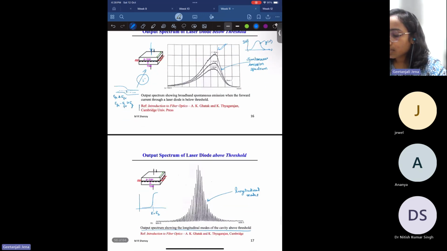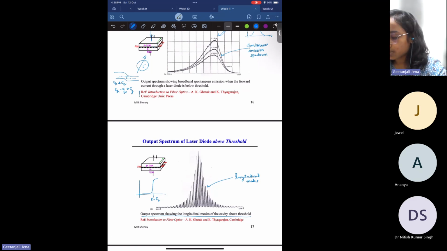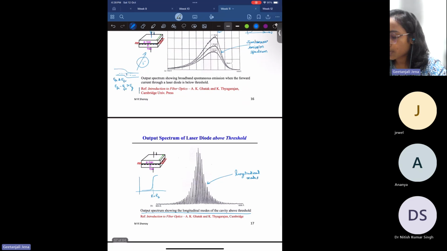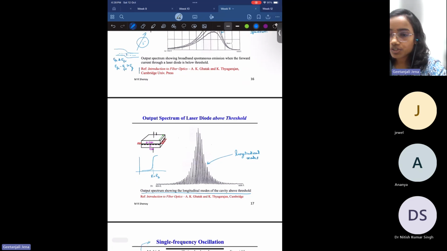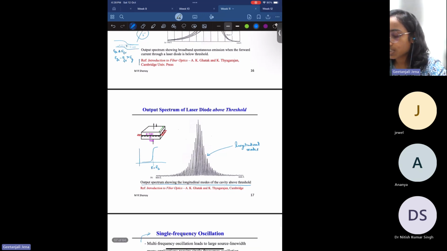And now when you supply a current which is above the threshold, that is the threshold required for stimulated emission, what will happen? You will see the oscillation of longitudinal modes inside the cavity because of the current which is above the threshold value. So these are the longitudinal modes that will oscillate when we inject current greater than the threshold value. So because of that, you will see that suddenly when you operate the system above the threshold, the output will peak. So we'll see the value increase suddenly when you operate it above the threshold value.